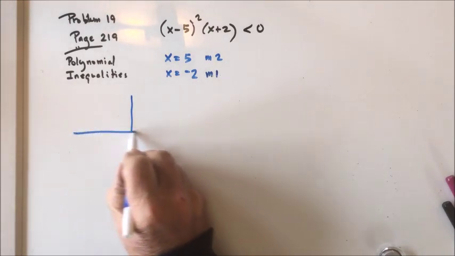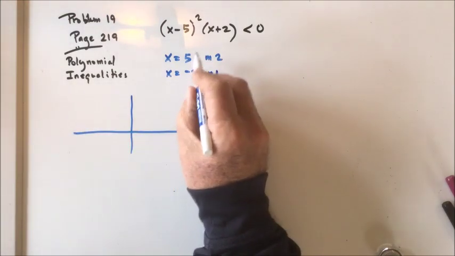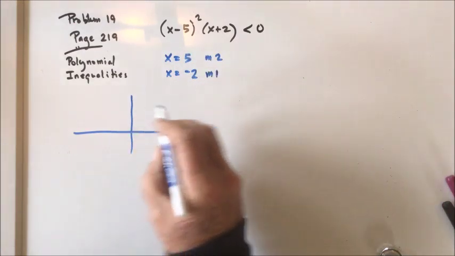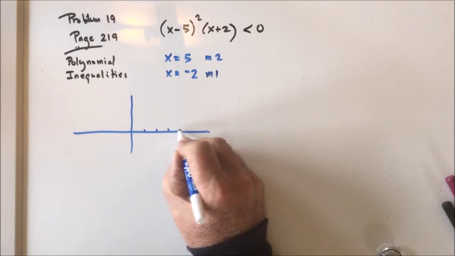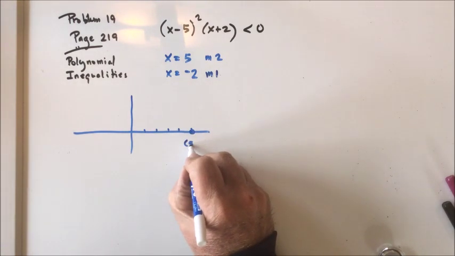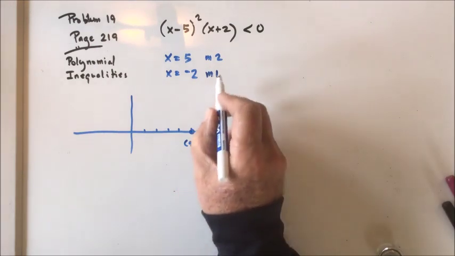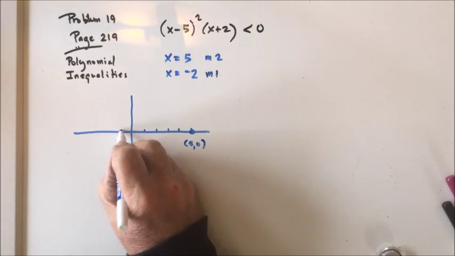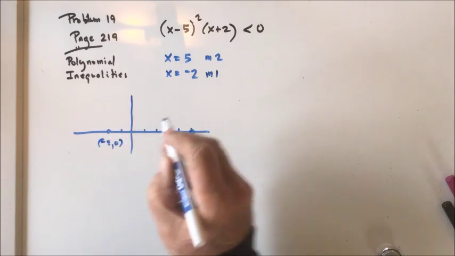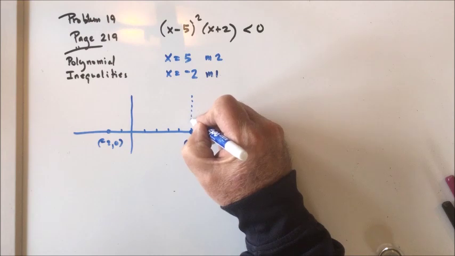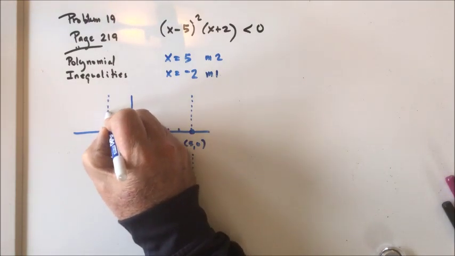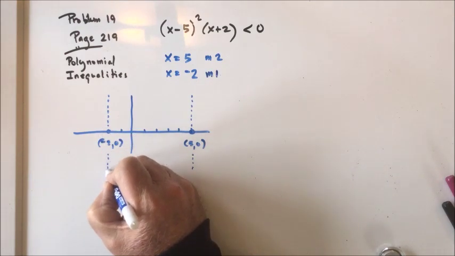So I just have to make a little skeleton graph here, and I'm going to graph these zeros. There is the point 5, 0, 1, 2, 3, 4, and 5 right there. 5, 0. And I'm going to plot this point minus 2, 0. Now what's special about these points is the function touches or crosses the x-axis at these points.